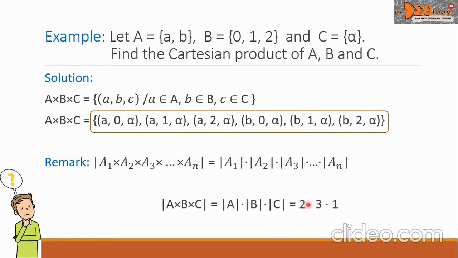Putting the corresponding values, we have 2 times 3 times 1. Cardinality of A is 2, as we see that there are 2 elements in set A. Cardinality of B is 3. There are 3 elements in set B. Cardinality of C is 1. There's only 1 element in set C. So 2 times 3 times 1 equals 6. We can count the number of elements in this Cartesian product: 1, 2, 3, 4, 5, and 6.